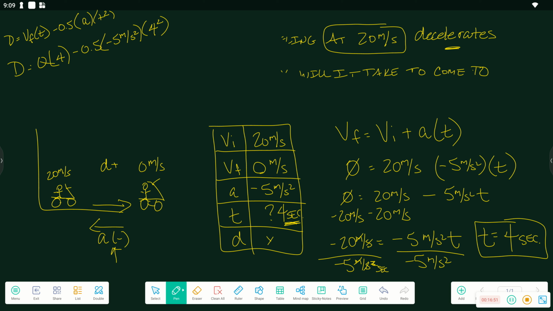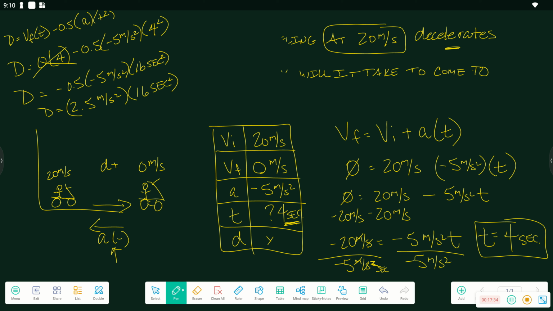Okay, so this cancels. 0 times whatever is 0. So now you're going to be left with negative 0.5 times negative 5 meters per second squared times 16 seconds. Okay, so you know that a negative half times 5 is going to be a positive. So D equals 2.5 meters per second squared times 16 seconds. Okay, and remember this is seconds squared, sorry.